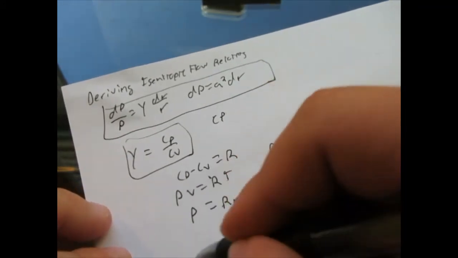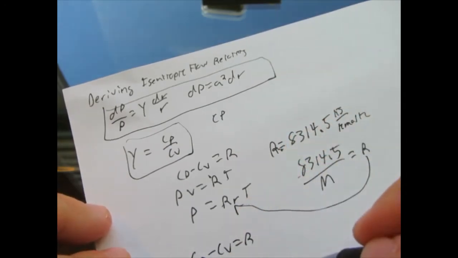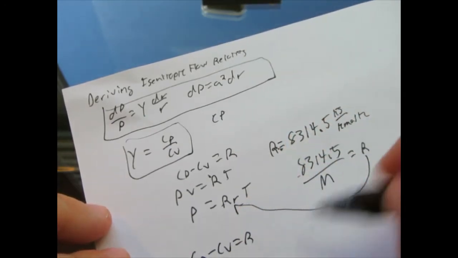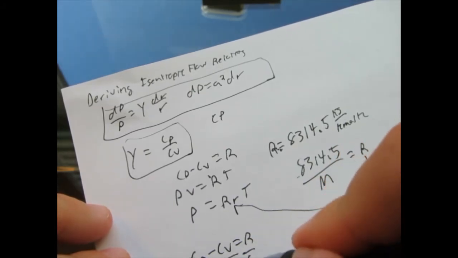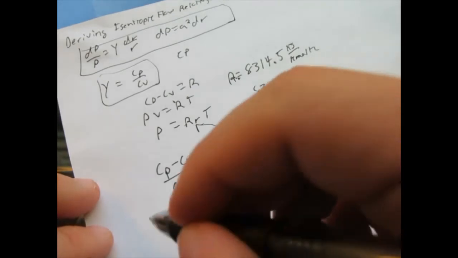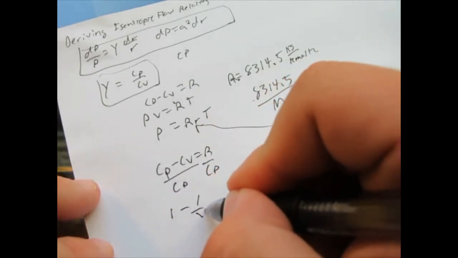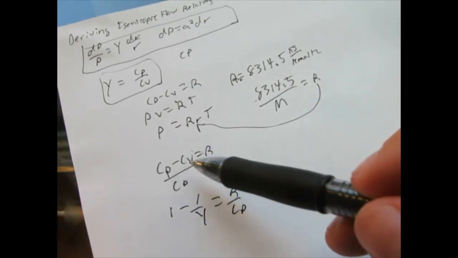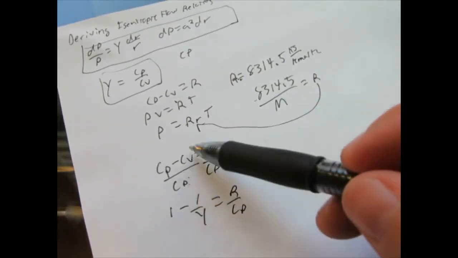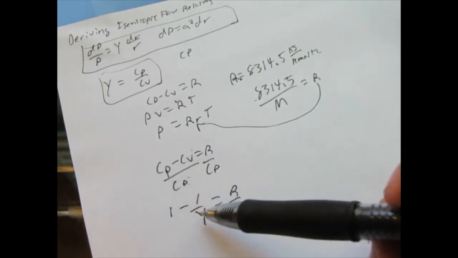All right. So we're going to use this relationship here, and then we're going to divide by Cp. So divide both sides by Cp. Oops, sorry, you can't see that here. And you're just left with 1 minus 1 divided by gamma equals R divided by Cp. Because we know Cp divided by Cv is gamma, so that flipped is 1 over gamma.